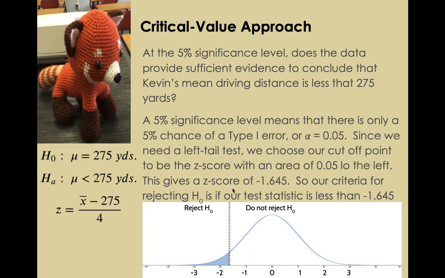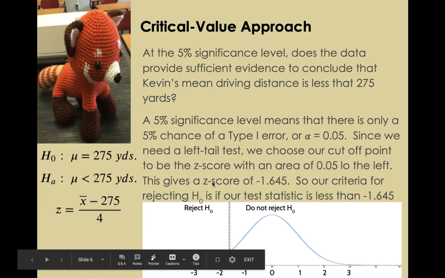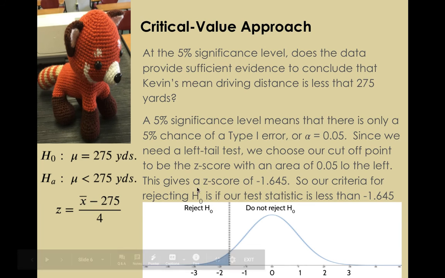If the test statistic is less than negative 1.64, if it's over here in the rejection region where we're going to reject it, it's in that 5%, that would be the error. If it's over here on the right, we're not going to reject it. It's close enough.